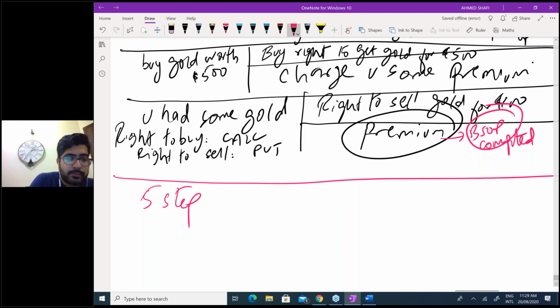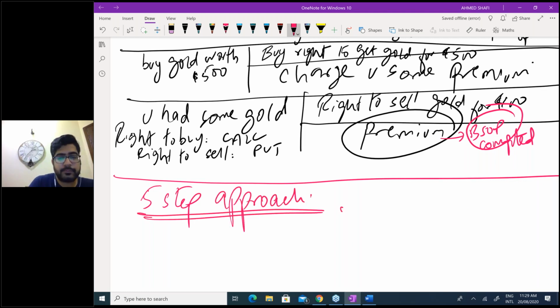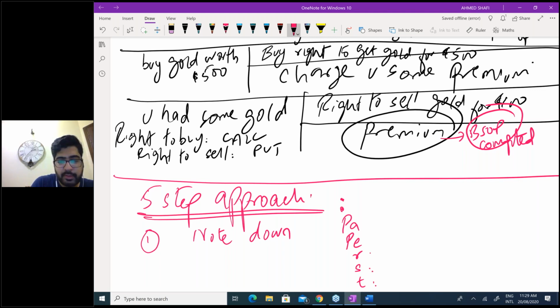How does the Black-Scholes model compute the premium? Okay, it's a 5-step approach and it will give you some 8-9 easy marks. Step one is you note down PA, PE, R, S, and T. So what are these PA, PE, and R, S, T?